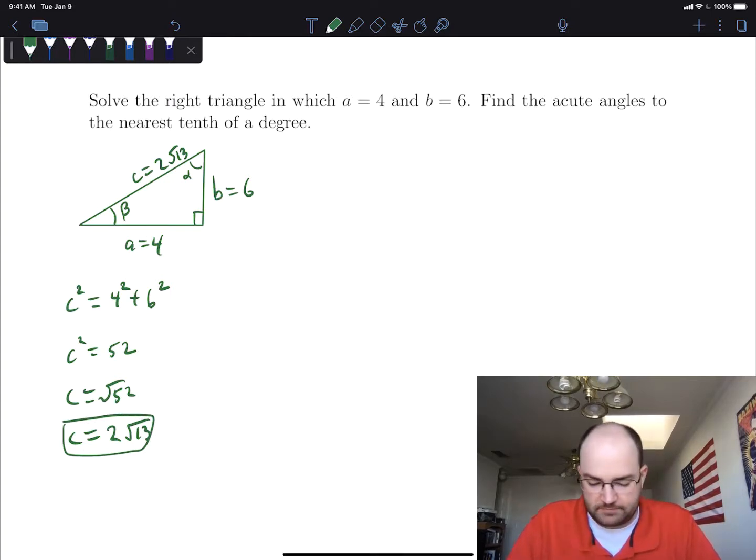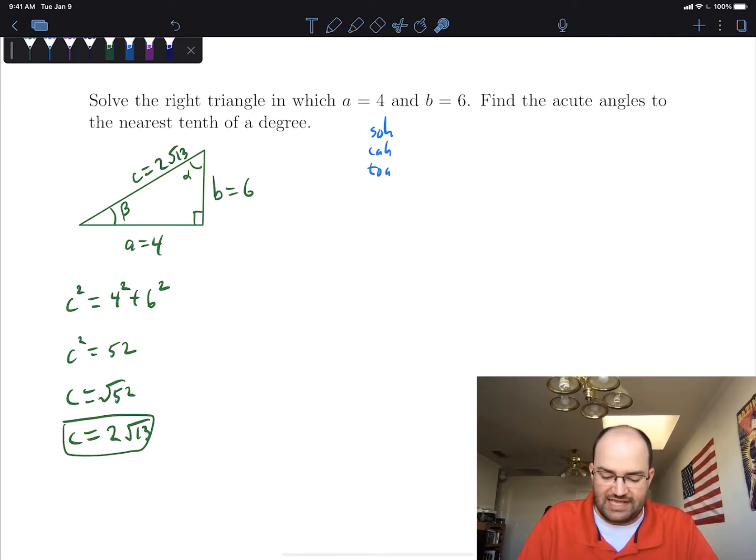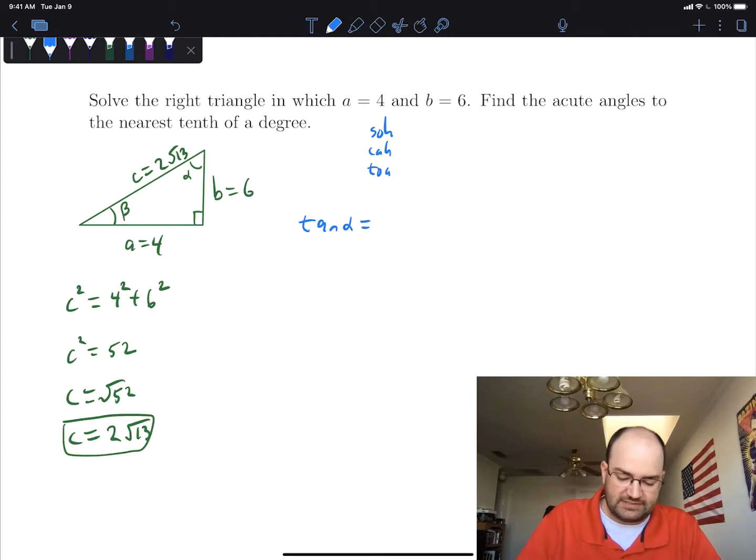Now, here's the thing. We can use this if we want, but we only know these two. I can find alpha by using SOHCAHTOA. For alpha, A is opposite, B is adjacent. So between these, the ones that are opposite and adjacent is tangent. So technically what I want to do is look at tangent alpha equals something. Opposite is 4, adjacent is 6.